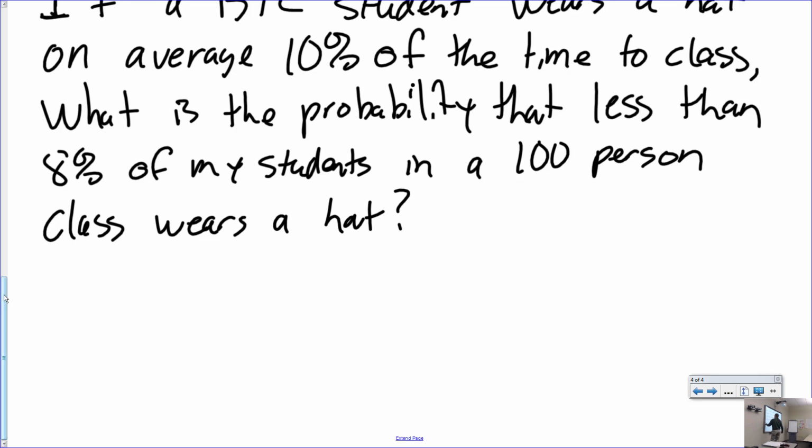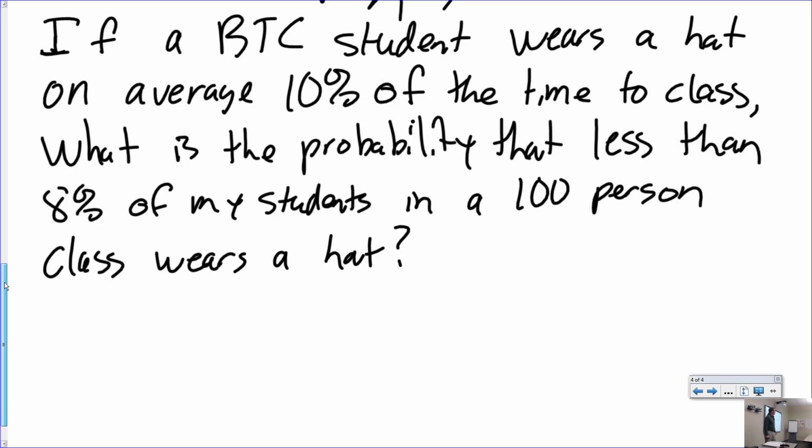You're saying multiple BTC students, just not one singular BTC student. No. There are 100 students, and what's the probability that less than 8% of those 100 students are wearing a hat? Okay? So basically, the 100-person class is my n, the number of students that I'm using as my sample, again assuming that a student in my class would be a normal student.